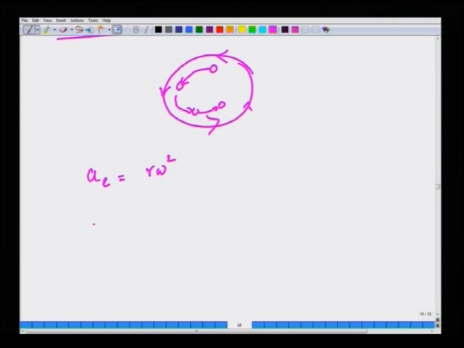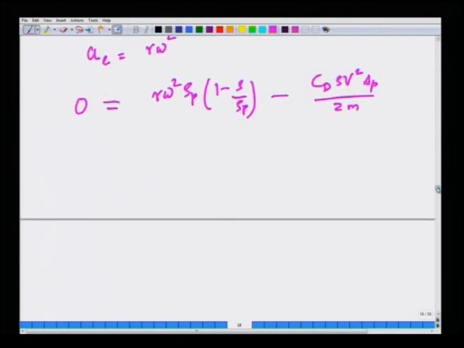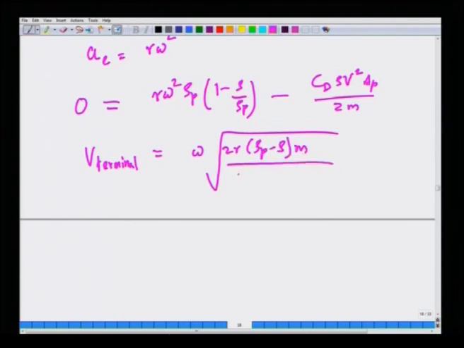So, if you balance the centrifugal force with the drag force, you will get 0 equals r omega squared rho p times (1 minus rho divided by rho p) — this is the net force along the direction of the body force, because you have to account for buoyancy — minus the drag force which is opposing this, Cd rho v squared Ap by 2m. So, the terminal velocity in a centrifugal field is written as omega times square root of 2 r (rho p minus rho) m divided by (Ap rho p Cd rho).